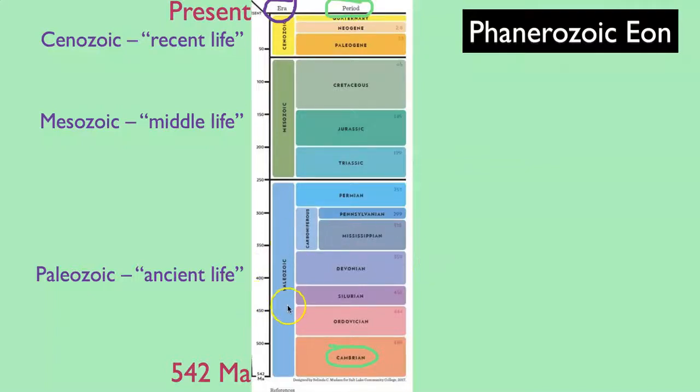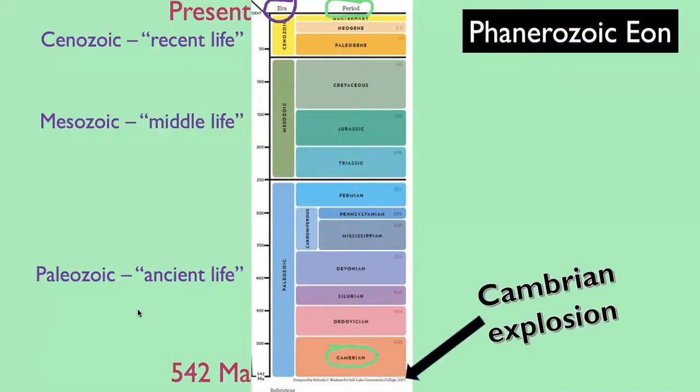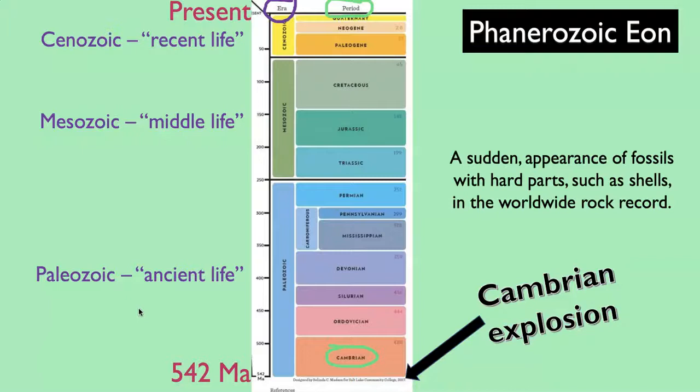So now getting to this weird number of 542 million years. That number is the beginning of this eon because it was the time in the fossil record that we see the Cambrian explosion. Now, this is not like a boom Cambrian explosion. This is a sudden appearance of fossils with hard parts, such as shells, in the worldwide rock record. Everywhere around the world at this time period, we suddenly see organisms with shells. And as I've mentioned earlier, this continues for the entire time period up to the present. So this was a very important time, and that's why they decided to make it a brand new eon.